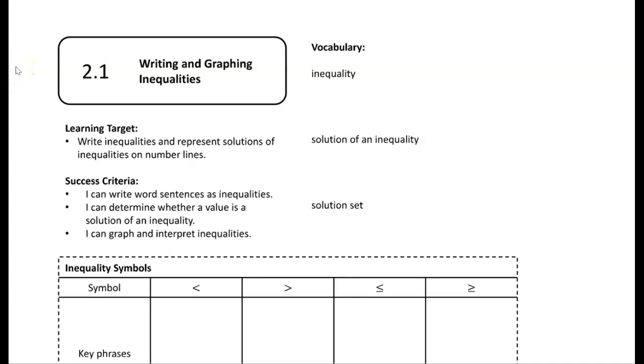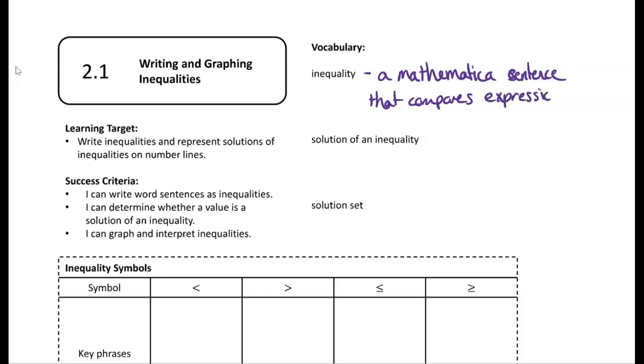We're going over the 2.1 writing and graphing inequality notes. First, let's begin with some vocabulary. An inequality is a mathematical sentence that compares expressions. This is the symbols less than, greater than, less than or equal to, or greater than or equal to. The solution of an inequality is a value that makes the inequality true.